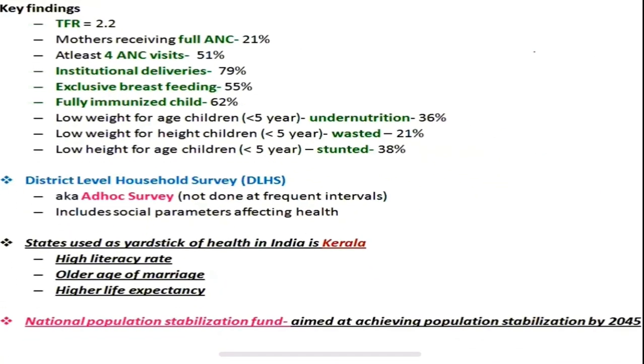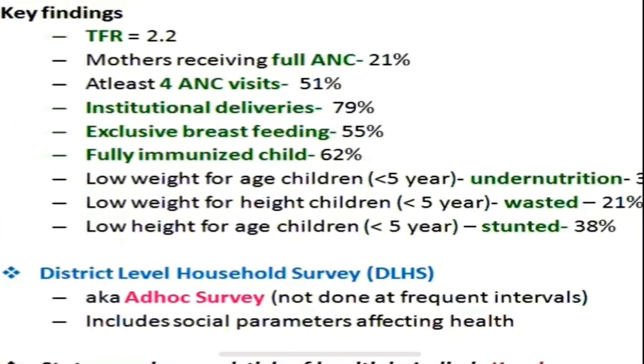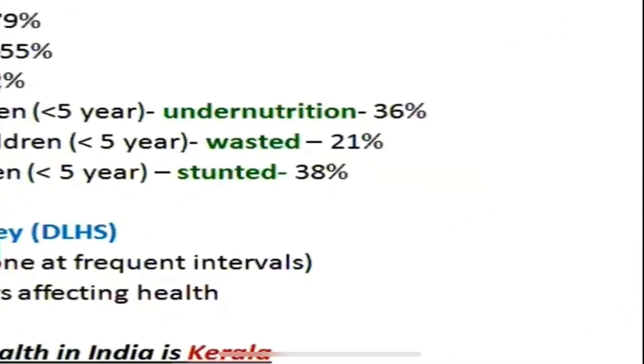The percentages are not very important to memorize. You just have to remember the key findings. The total fertility rate can be assessed, that is the average number of children a woman bears, around 2 babies per woman. Then mothers receiving ANC, and the ANC visits the mother is making. After antenatal care, institutional delivery. After delivery, exclusive breastfeeding and getting the baby immunized. Then we have 3 things: underweight, wasted and stunted babies.